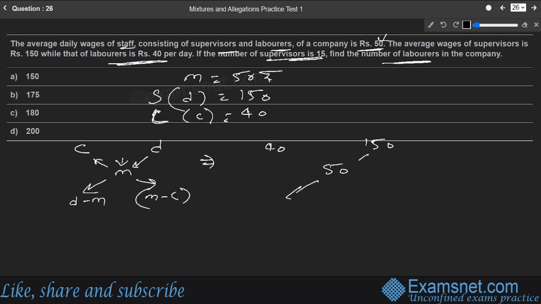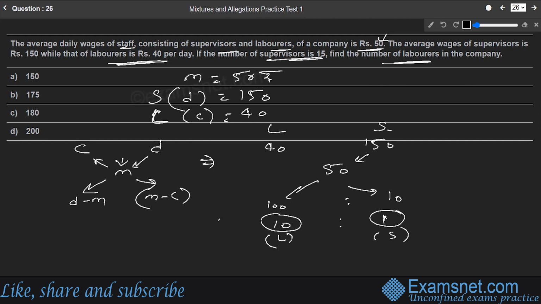What should be the ratio coming out? It has to be 150 minus 50, which is 100 on one side, and 50 minus 40, which is 10 on the other side. This was the wages of our supervisor, and this was the wages of labor. So the number of workers in the laborer class and in the supervisor class should be 10 is to 1. 100 is to 10 is nothing but 10 is to 1. So if 10 parts are labor, then supervisor should be 1, or we can say there should be one supervisor over 10 such laborers.